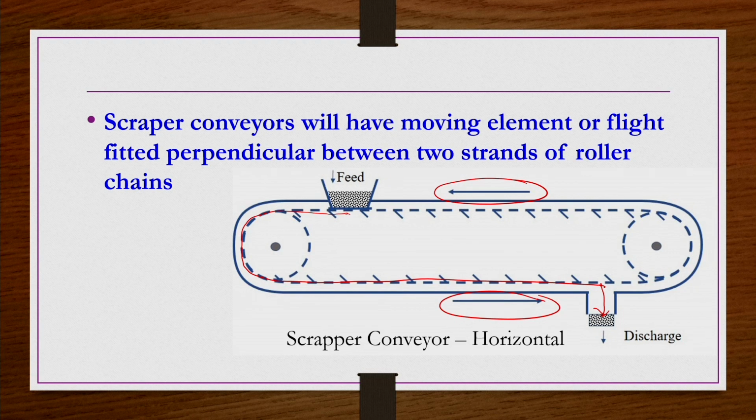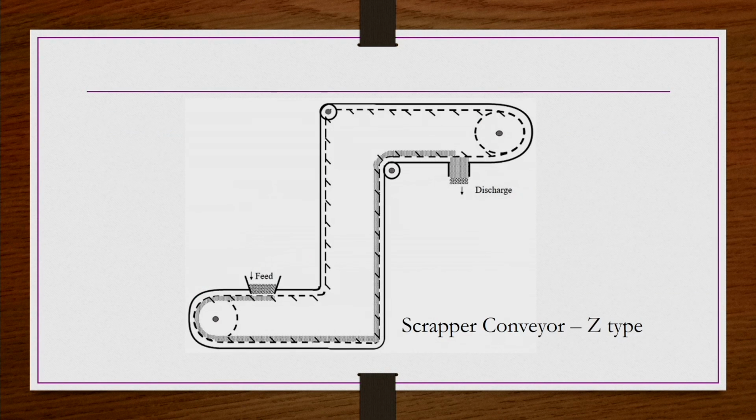We can have more than two strands of roller chains also, and more pulleys, and we can have a jet type scraper also, as shown here. Here also we can do slightly elevated operations, which is not easily possible with other kinds of operations. So, the feed coming in here will be carried in the direction the chains are rotating, and then collected from the discharge point.